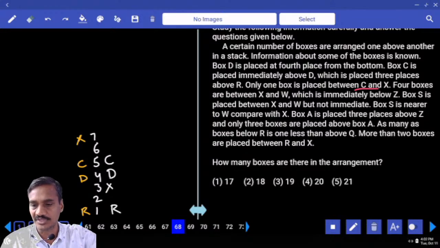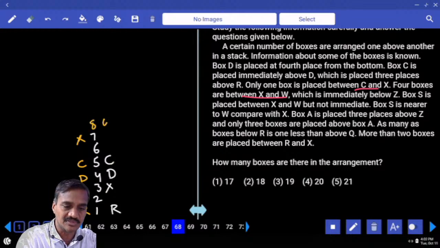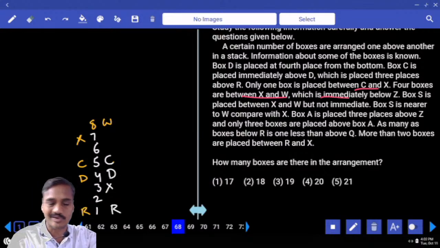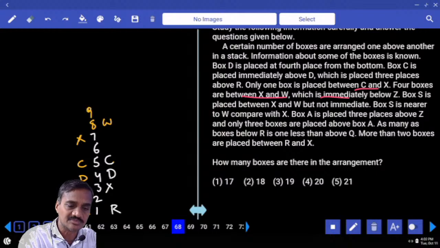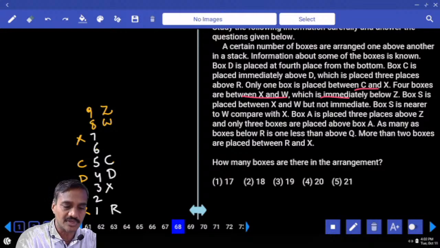Then coming back to this, and 4 boxes between X and W. 4 in between X and W, 1, 2, 3, 4. Now W must be here. And there are 4 in between X and W. And W is immediately below Z. Now Z must be at the 9th place. And 4 boxes between X and W, 1, 2, 3, 4. W is here. And if W is here, Z can be here.